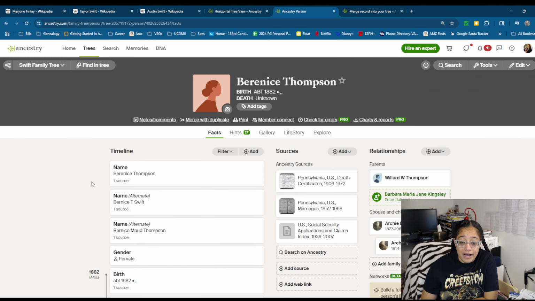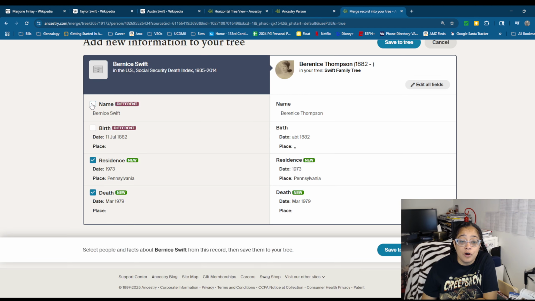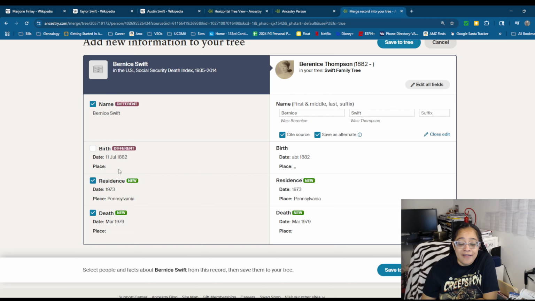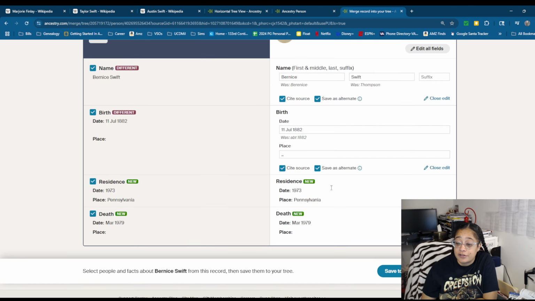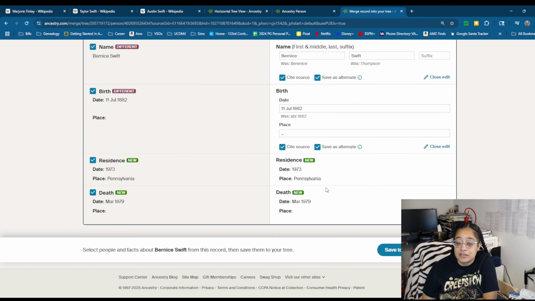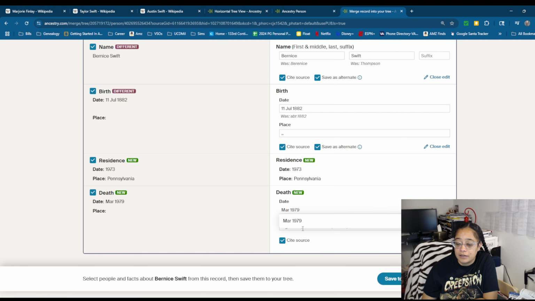And we go back. We don't have a Bernice Swift with no middle name or initial, so I'm going to add that as alternate. Go here. I have my placeholder because there's no place. Residence, 1973 Pennsylvania, and then death, March 1979. Click the pencil and add our placeholder.